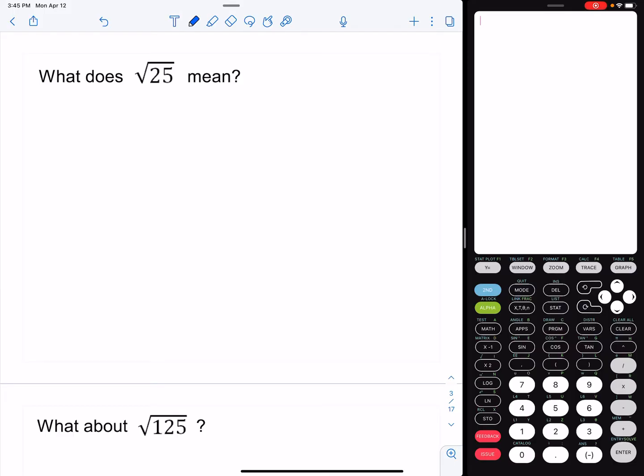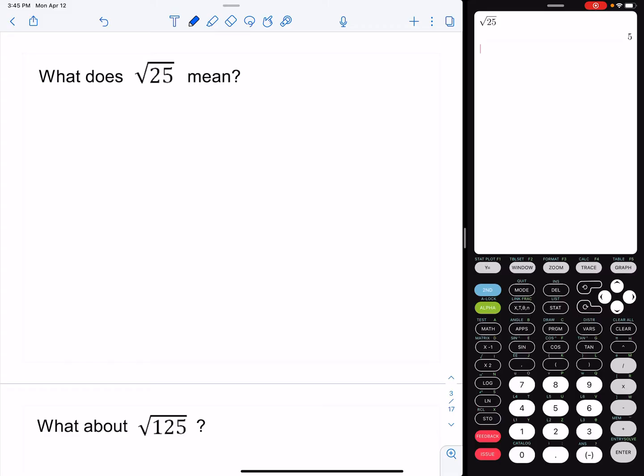Now what we're going to be working on today is simplifying radicals. So my first question then is, what does the square root of 25 really mean? Well, we know that the square root of 25 means what number can I multiply by itself to get 25. So if you were to type in on your calculator the square root of 25, second square root 25, enter, you would get 5, because the question that it's asking is what number can I multiply by itself to get 25.